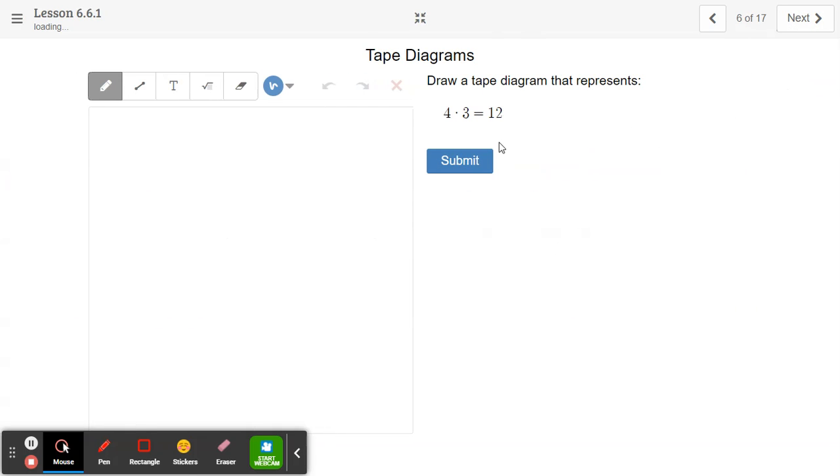For this one, I have to draw a tape diagram. It says 4 times 3. I know multiplication is repeated addition, so I'm simply going to draw a model. I know the total is 12. And 4 times 3, you could say that that is 4 3's.